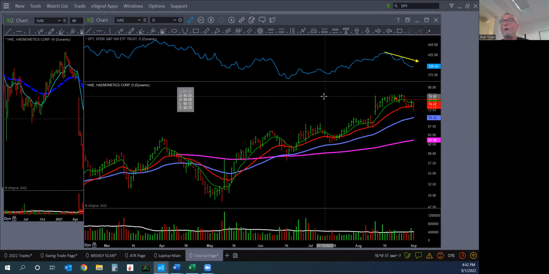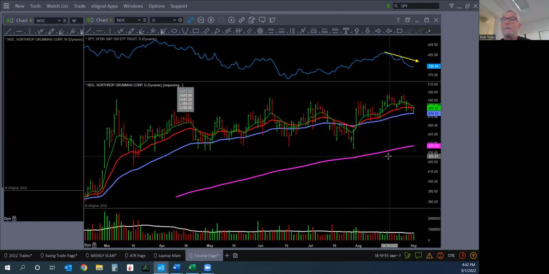But I won't bore you with all the fundamentals and whatnot, but this company really has a lot of cylinders going for it. So I'm hopeful. But again, you can see the relative strength. The market's going down. This one is at least staying flat. And the other one I bought today was Northrop Grumman.